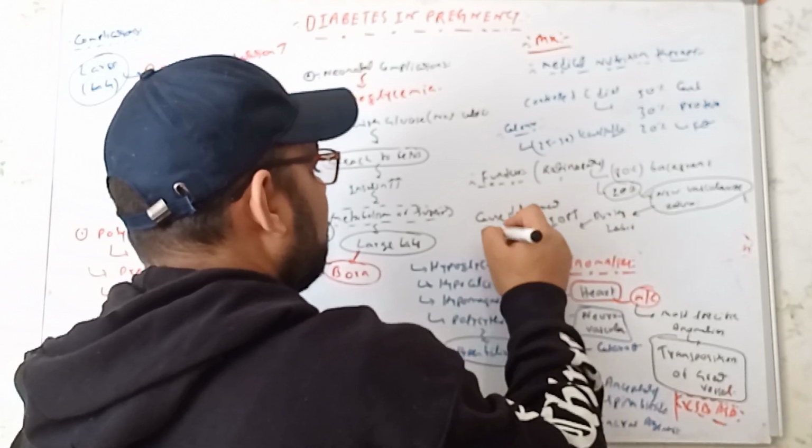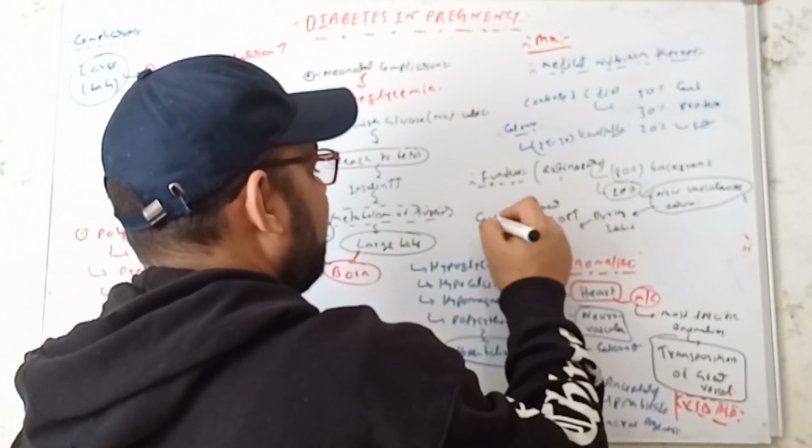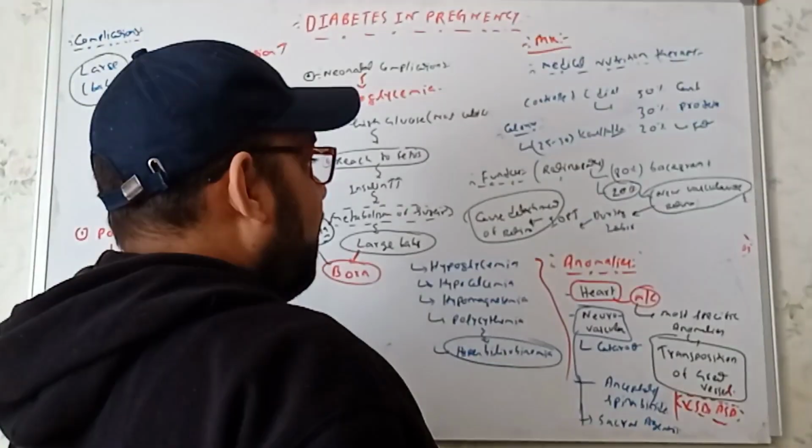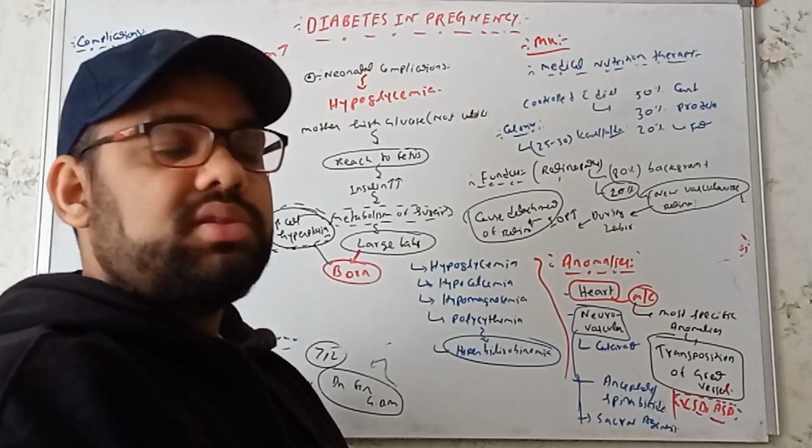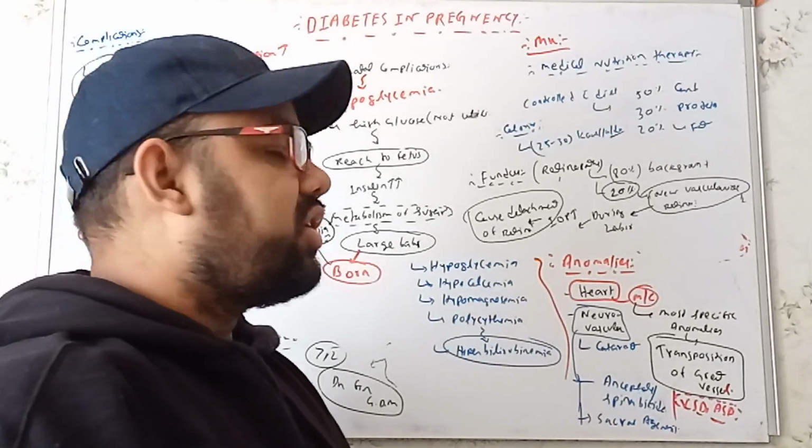of our retina. Now, what did I tell you? That in gestational diabetes mellitus, we have to examine the fundus, because in these cases there is a chance to develop retinopathy.